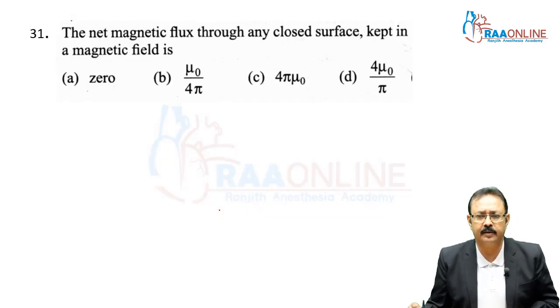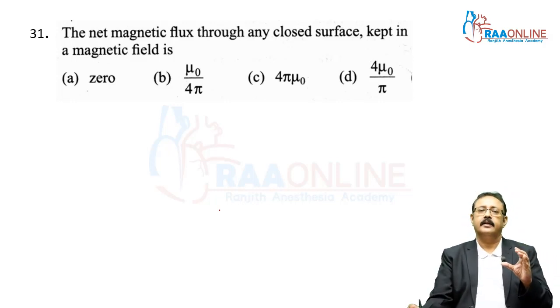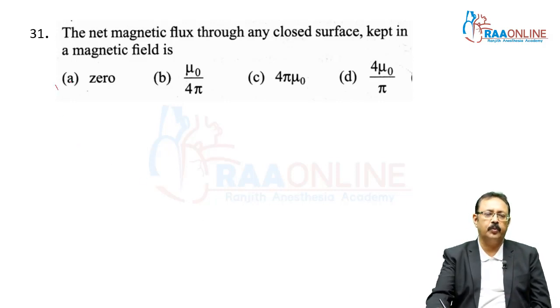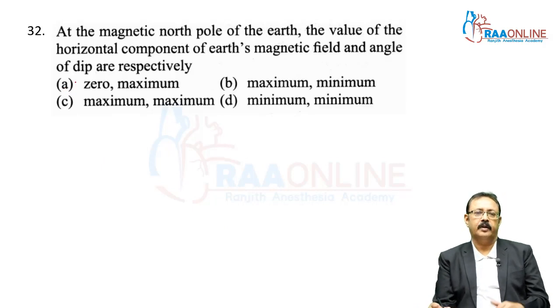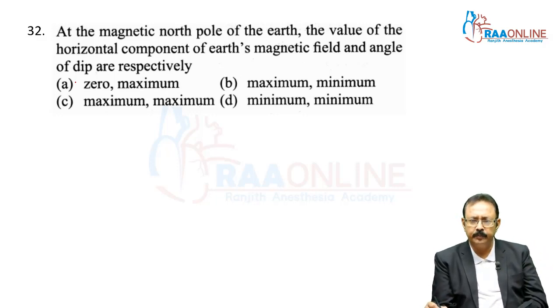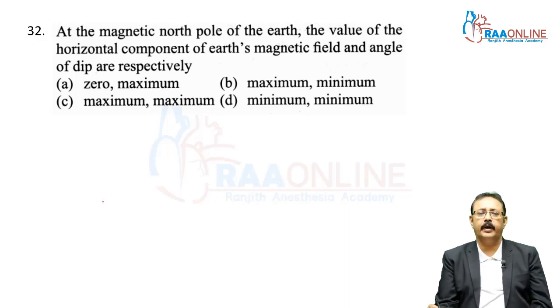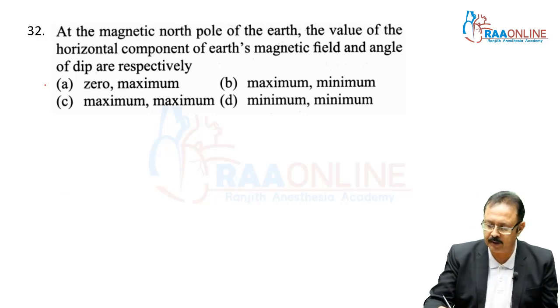The net magnetic flux through any closed surface kept in a magnetic field: the number of lines which are leaving, the same number of lines it is receiving in the closed surface. So it is zero. Total is zero. Coming out, we are taking positive. Coming in, we are taking negative. Plus minus, it will become zero. At the magnetic north pole of the earth, I told you, at poles the horizontal component is zero, and at the equator the vertical component is zero. So at poles, the value of the horizontal component is zero. So we will go with option A.